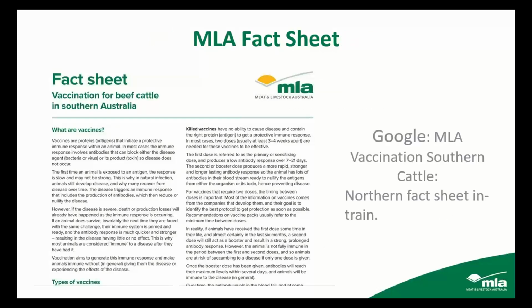Okay. If you want to have a look at this MLA fact sheet, vaccination for southern cattle, just Google that and it'll come up. It's part of a training program as well. This is really one of the better ones. It's 5-6 pages long, a lot of information there. And the northern fact sheet is in train even as we speak.